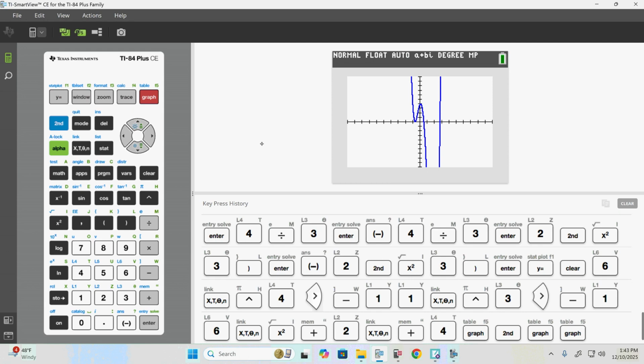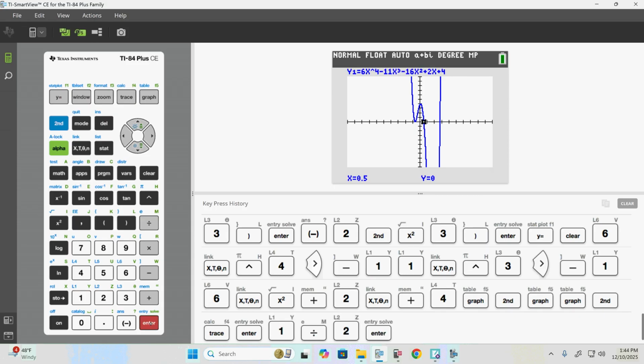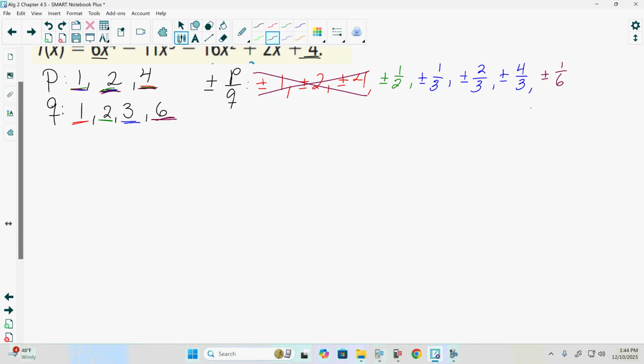Now we can try 1/2. A good way to check it is using the value function in the graphing calculator. To get that, we go second trace value. And the first value we can try is 1/2. And as long as that gives us a y value of 0, that is part of the solution. And actually it tells us when x is 0.5, the y value is 0. So that is helpful because it is telling me that one of the solutions is indeed 1/2. So we found one. We need to find at least one more.